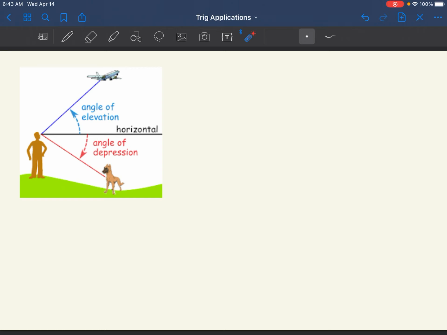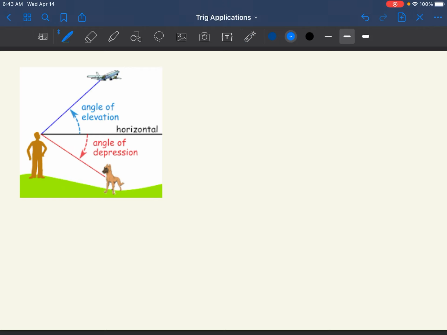Angle of depression goes down from the horizontal. So again, the person's first looking straight ahead, that's the horizontal. Then they look down at a dog. The angle of depression is that angle that goes down from the horizontal to the new line of sight. That's the angle of depression.